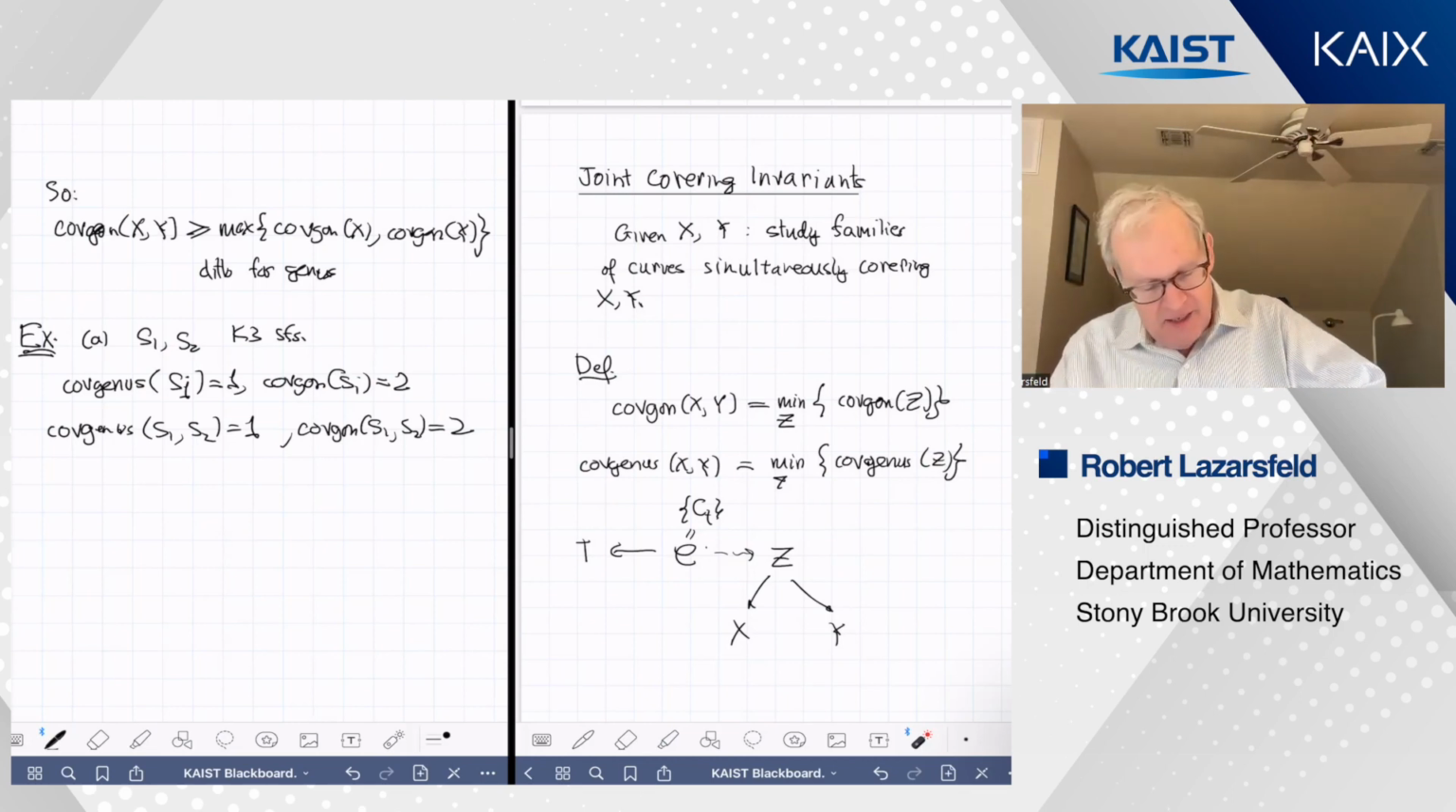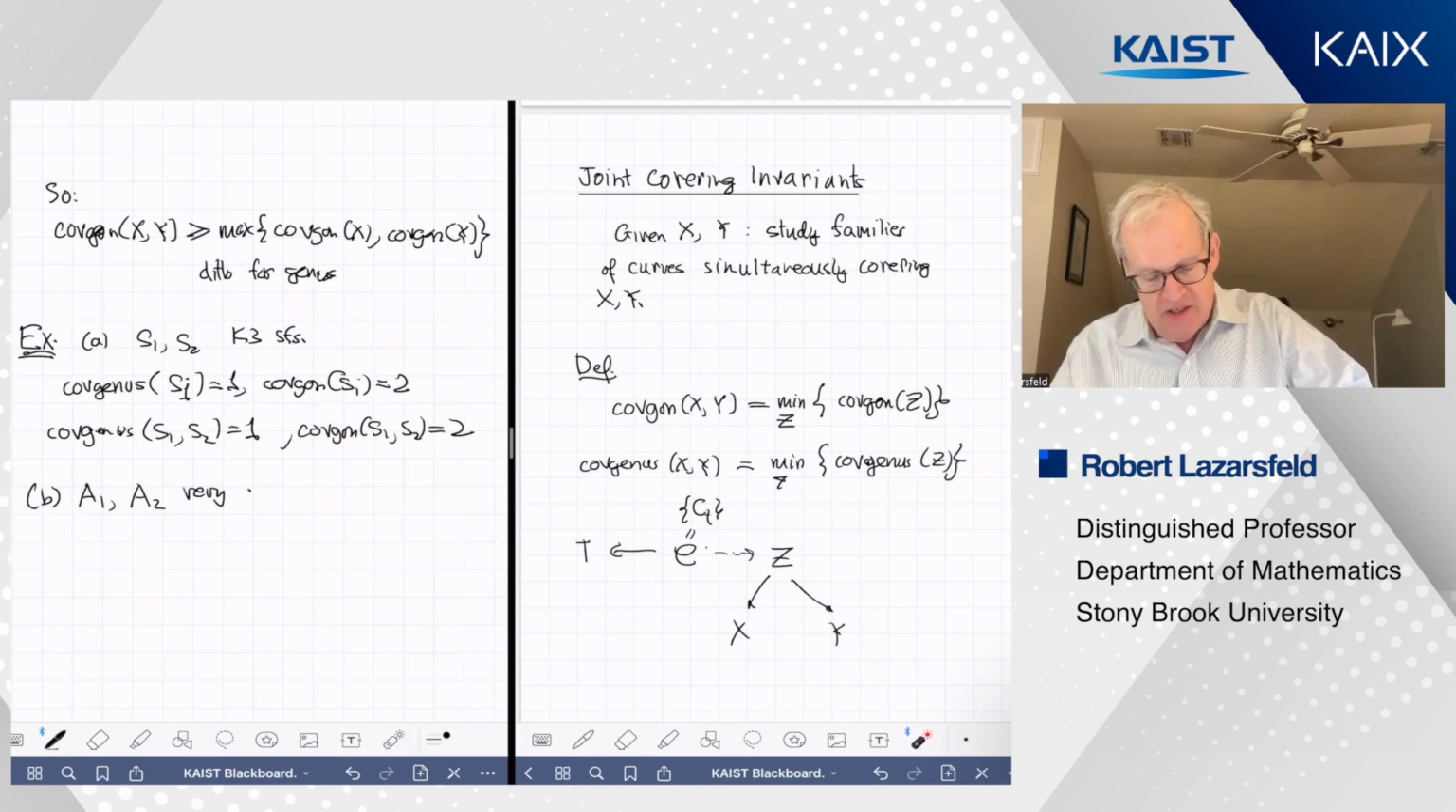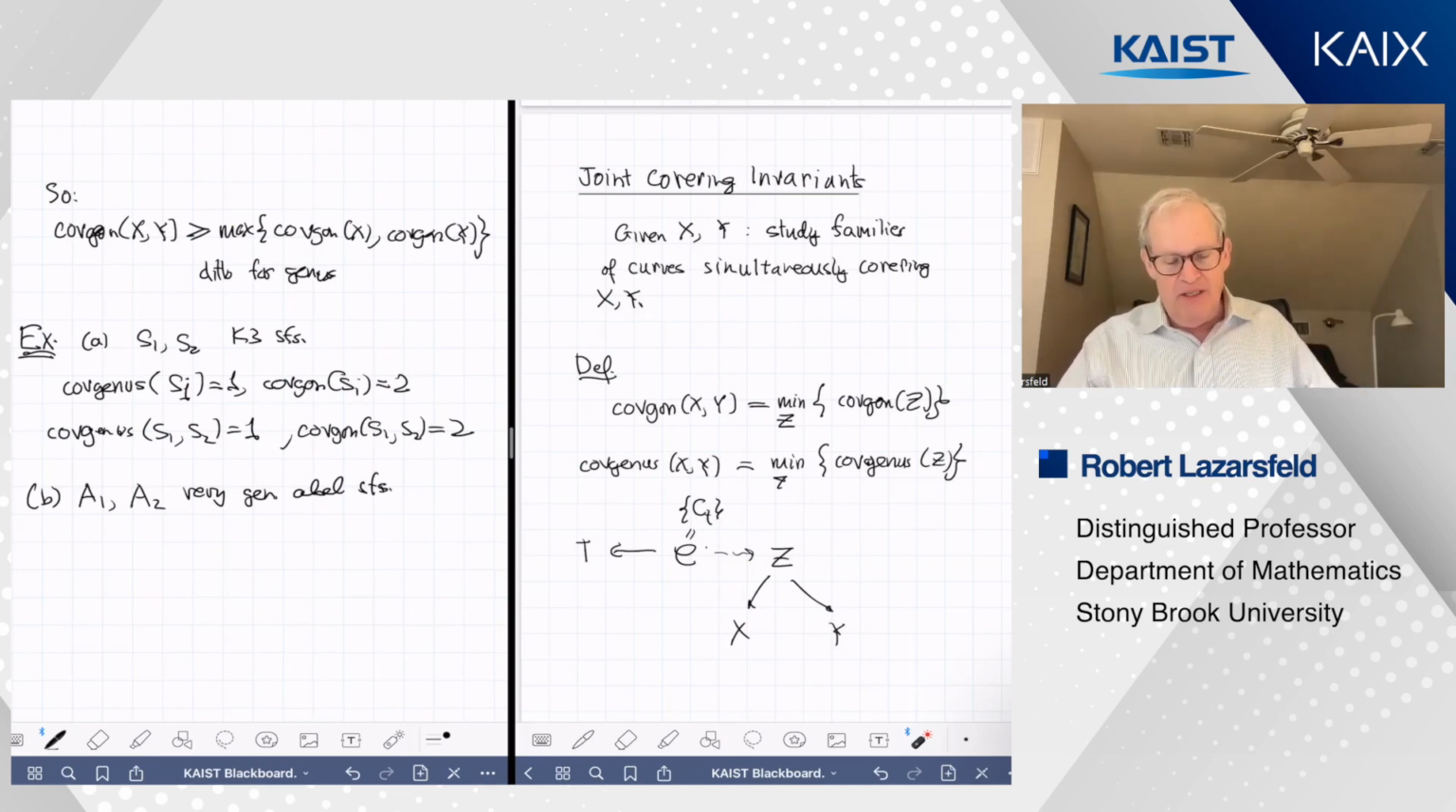On the other hand, what happens if you look at abelian varieties? Let's say A1 and A2 are very general abelian surfaces. Let me just do the gonality, but it's the same thing for genus. Remember, any abelian surface contains a curve of genus 2. So the covering gonality of Ai is 2. For example, if it's principally polarized, it is the Jacobian of a curve of genus 2.